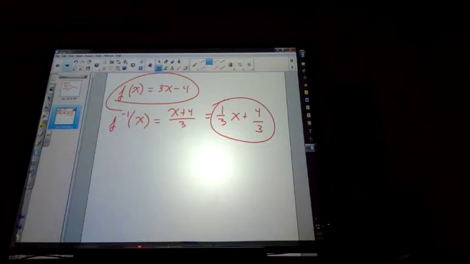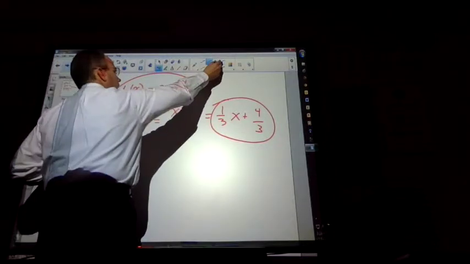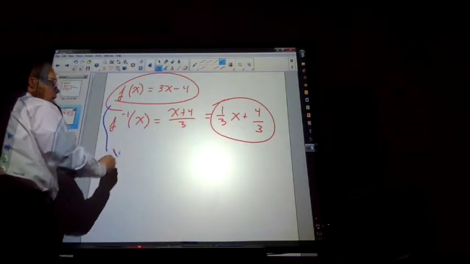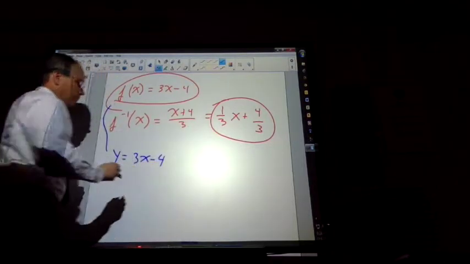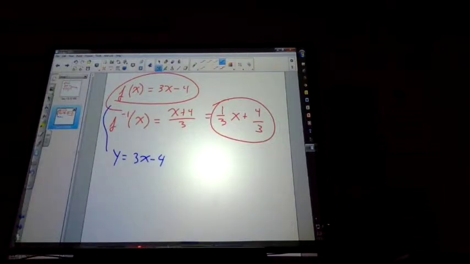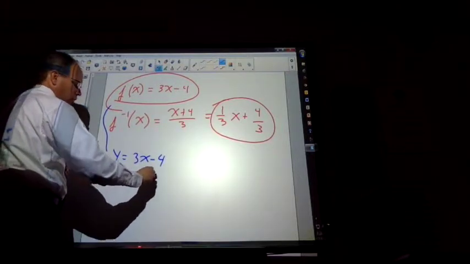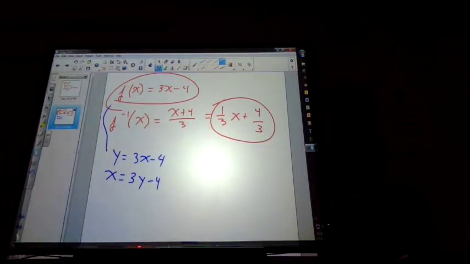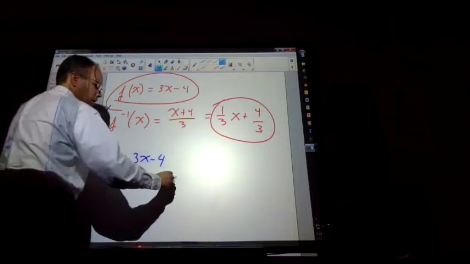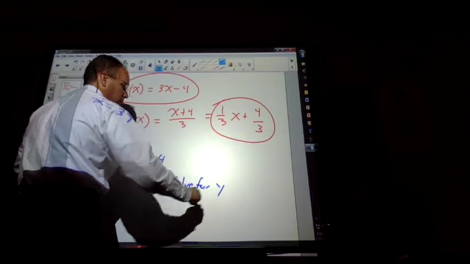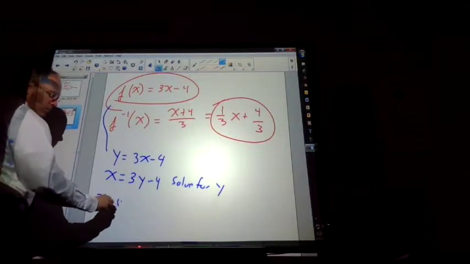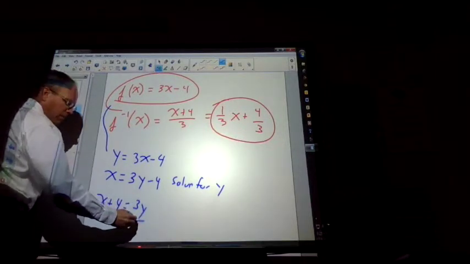So I'm going to take this line. I'm going to write y equals 3x minus 4. The only thing I did is change it from functional notation to y. Is that okay? Next step, I'm going to flip-flop x and y, just interchange them. I took the x and put it where the y is, and took the y and put it where the x was. Now from this point, I'm going to solve for y. So I'd add 4, and then divide everything by 3.